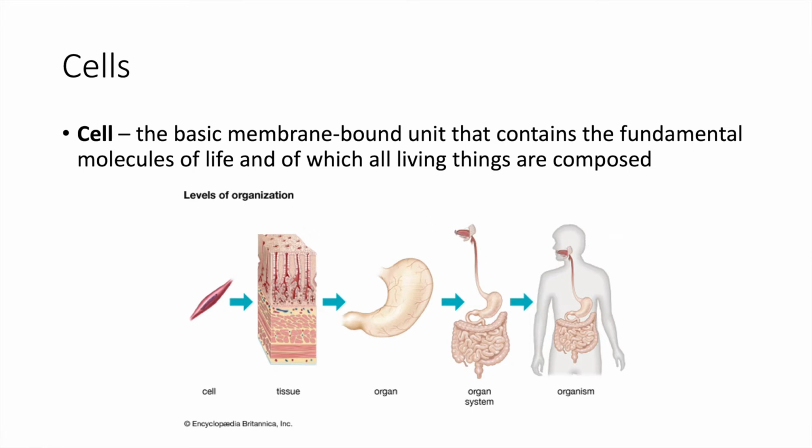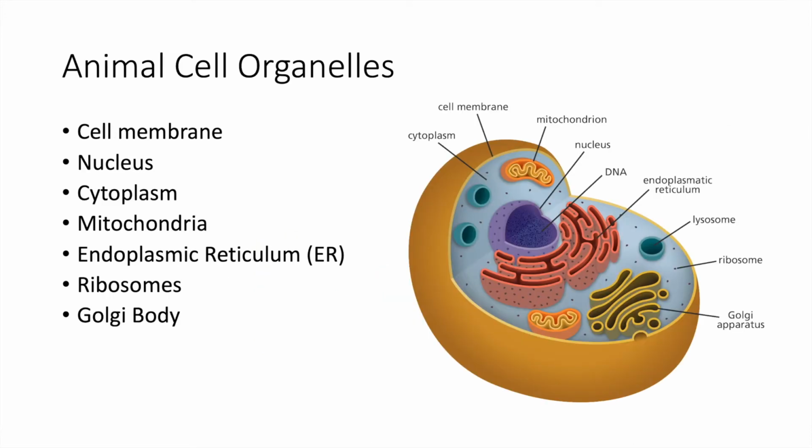So we'll move on. Animal cell organelles. There are 7 organelles that we are going to be looking at. It's the cell membrane, the nucleus, the cytoplasm, mitochondria, endoplasmic reticulum, or ER, ribosomes, and the Golgi body. You can see those in this drawing of an animal cell here.